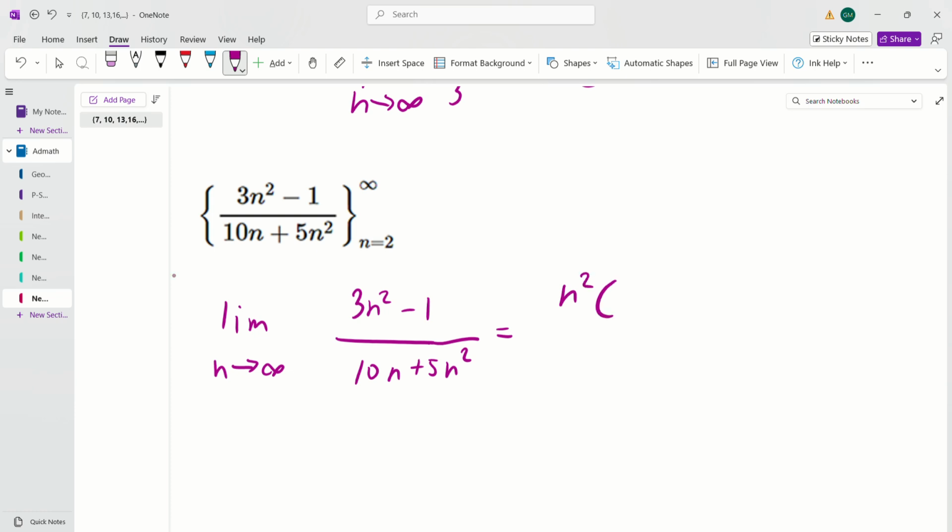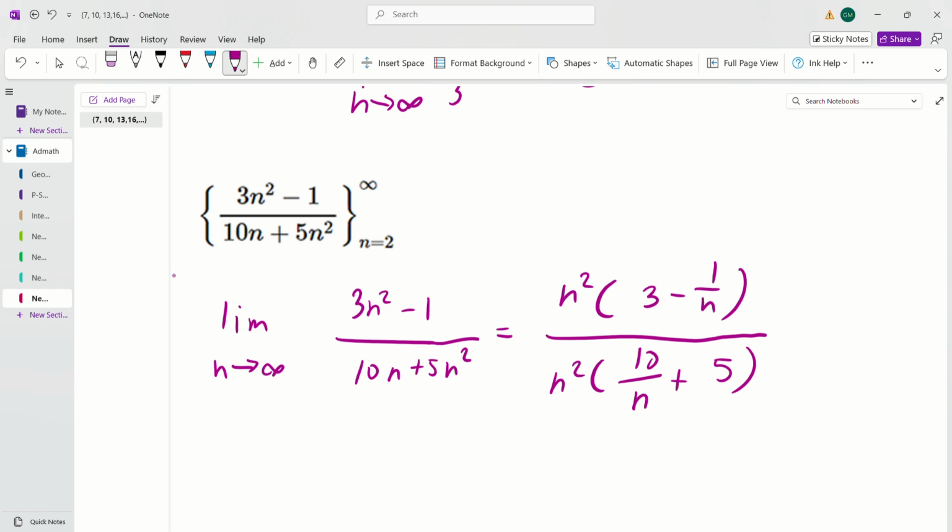So we have n squared times the quantity 3 minus 1 over n, all over n squared times the quantity 10 over n plus 5. Next, simplify, so cancel n squared. We have 3 minus 1 over n, all over 10 over n plus 5. Actually, don't forget to include the limit.